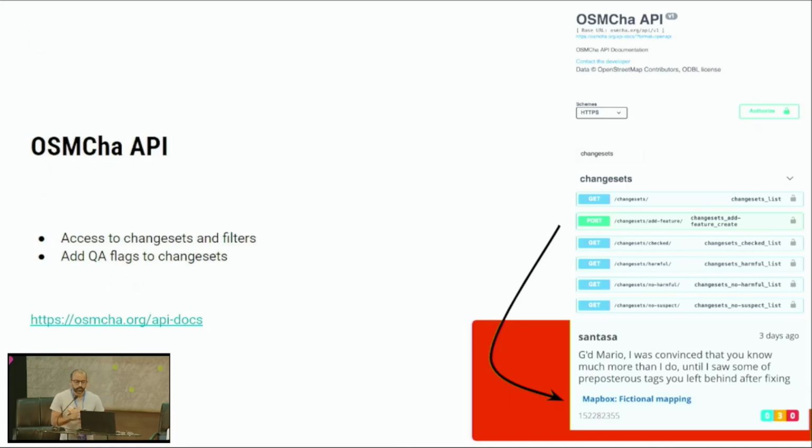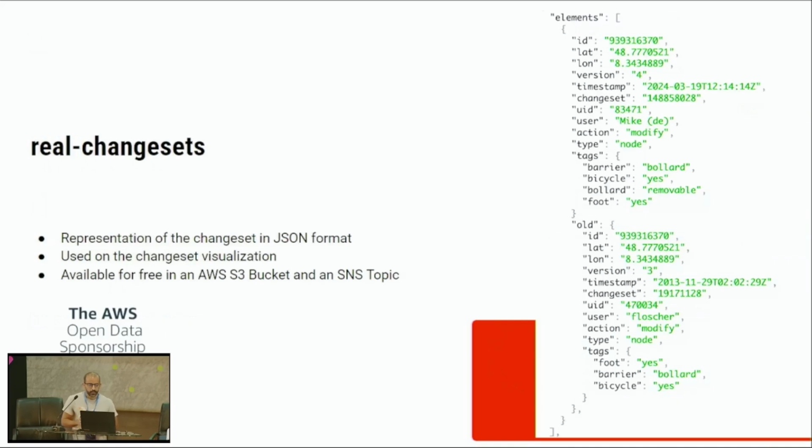All the information available on the front end is also available on the API that you can use. And we have those real change sets. So in order to visualize a change set, generally what we do is a query on the Overpass and get the data about that change set specifically.